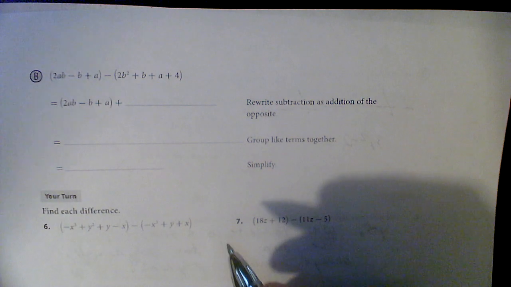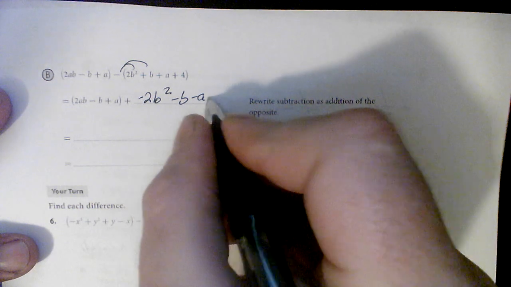Horizontal format, you rewrite. So we're going to say plus a negative 2b squared minus b. This comes into all of them. Minus a minus 4, right? Bring that negative into all of them.